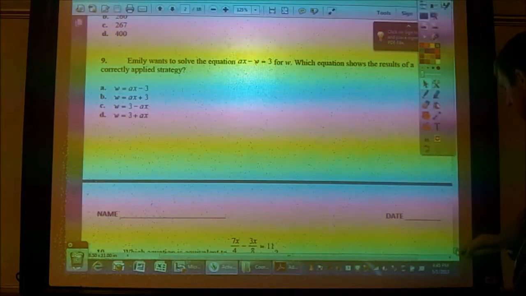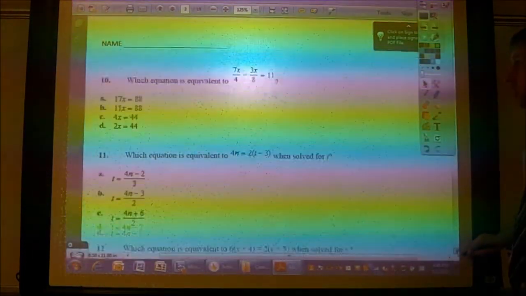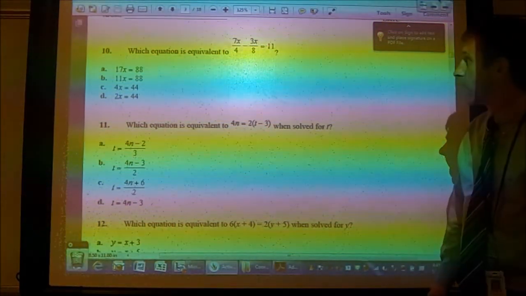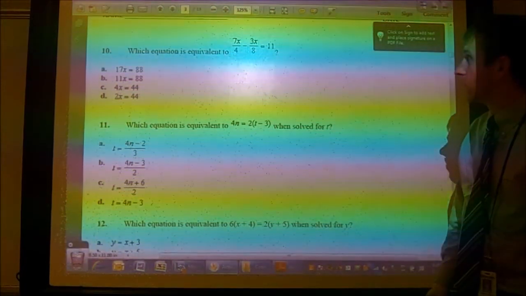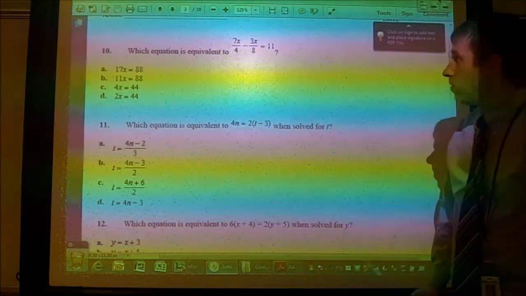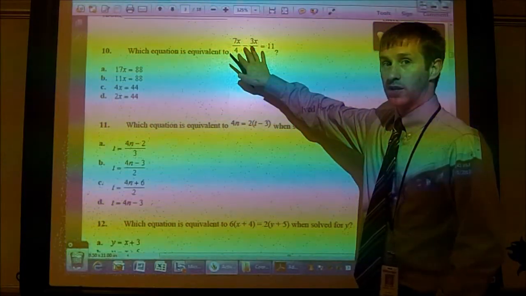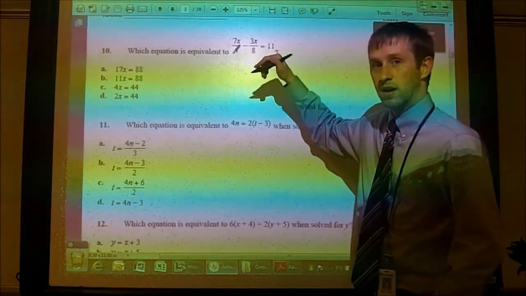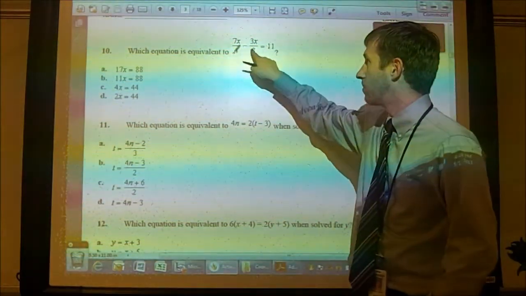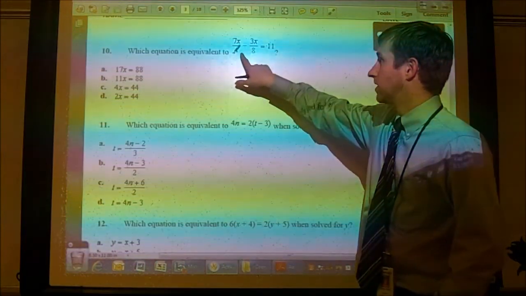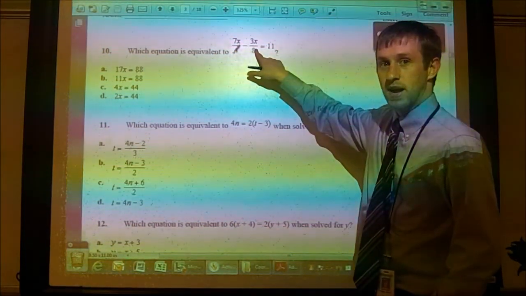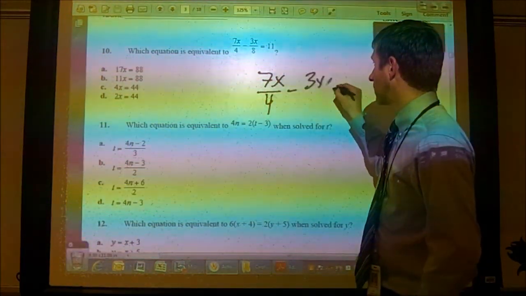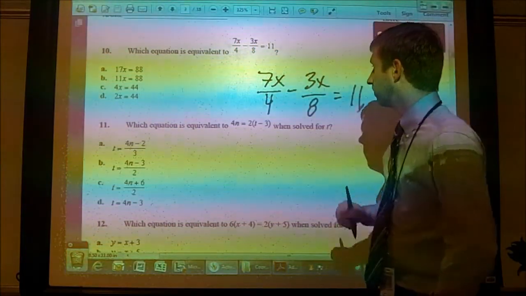Number 10. Which equation is equivalent to 7x over 4 minus 3x over 8 equals 11? We have some fractions here, but we don't quite have a common denominator, right? So I'm going to try to do that. How do we get common denominators? Remember, denominators are what's in the bottom of the fraction, 4 and 8. I know if I multiply 4 times 2, that gives me an 8, so I'm going to do that over here. So I've got, again, 7x over 4 minus 3x over 8 equals 11.